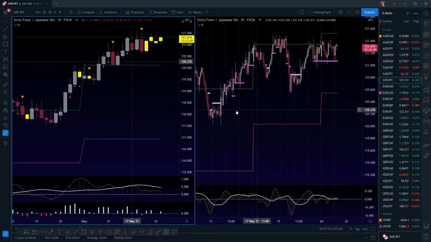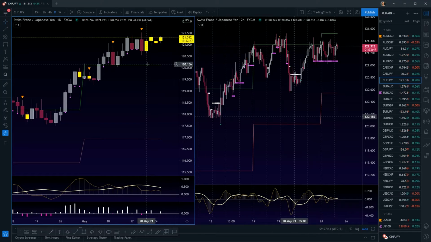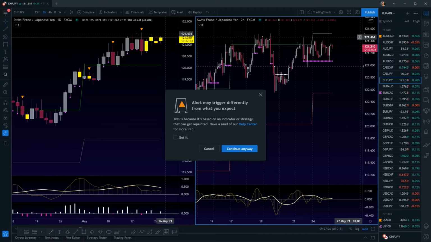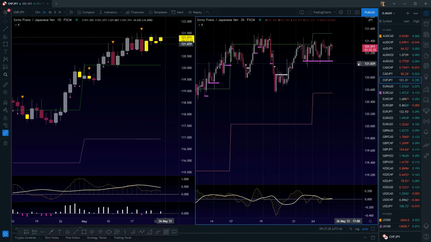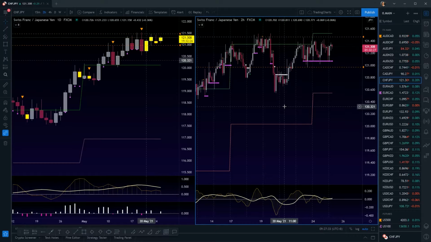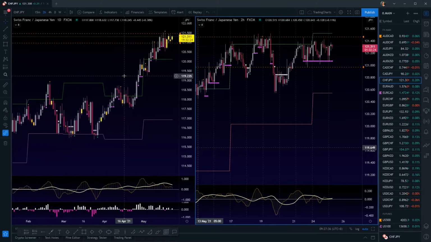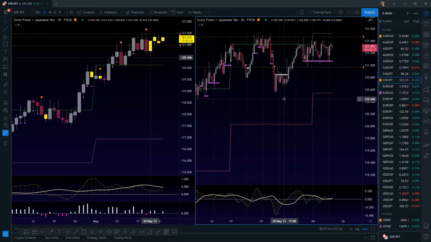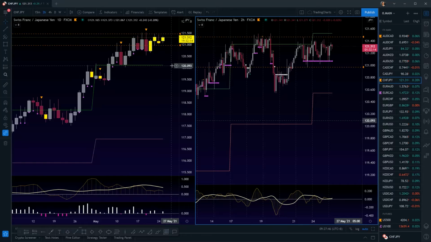Swiss Yen, yeah, it's just narrow range bars. So definitely have to wait for some breakout here. Right, it's ready for some breakout. So let's just mark it. It's just consolidating and ready for some breakout to happen.